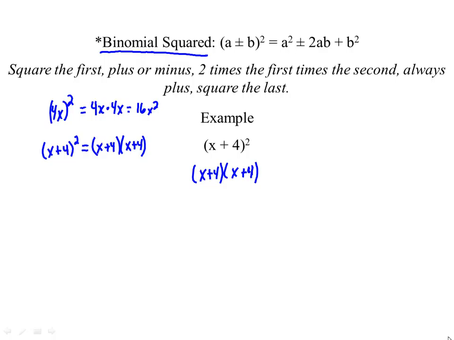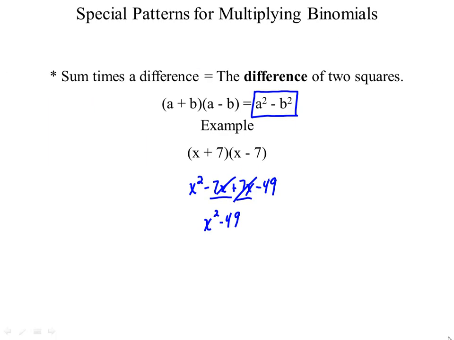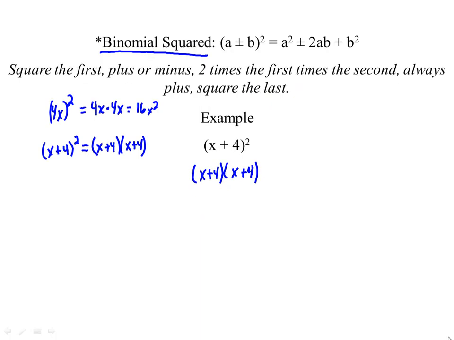Okay. In this problem, the signs are the same. So those middle two numbers will not cancel out. They can't cancel out. Instead, they're going to double. Whereas in this problem, look at the signs. They're different. If the signs are different, then those two middle terms are going to cancel out. But if the signs are the same, they're going to double. Please keep that straight in your head.